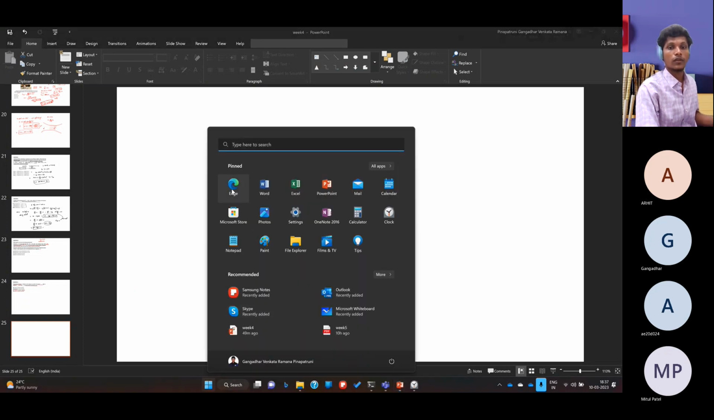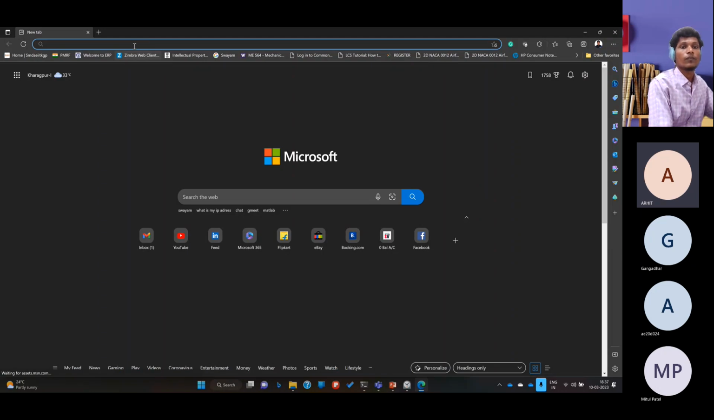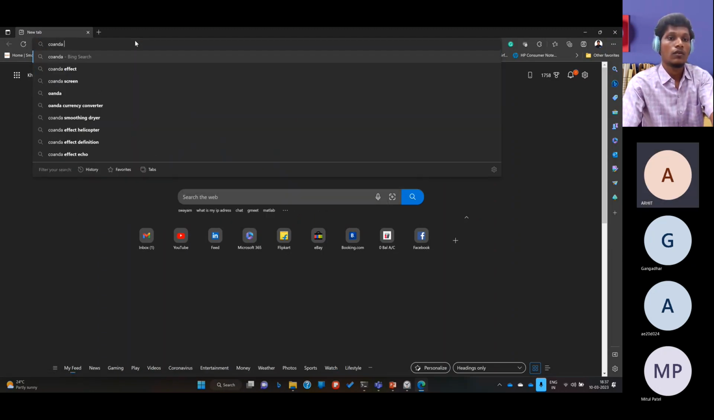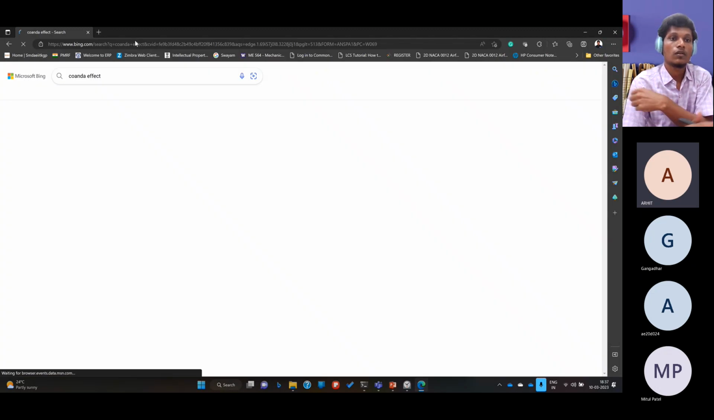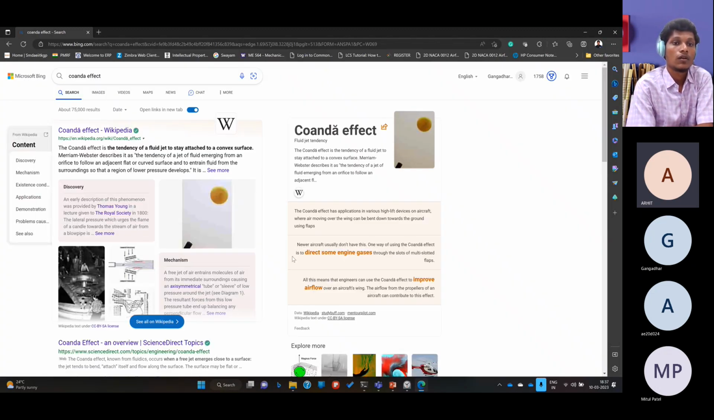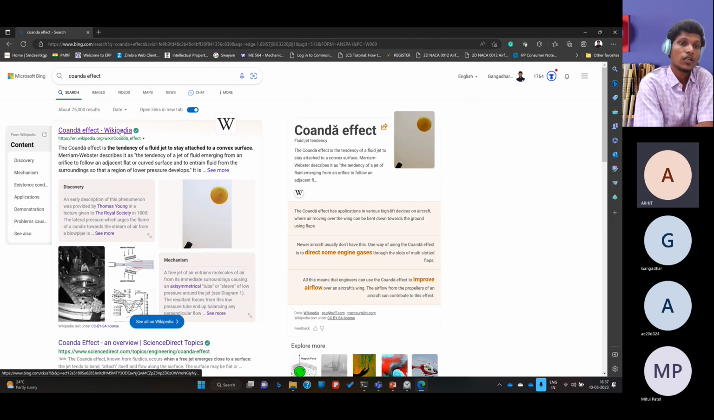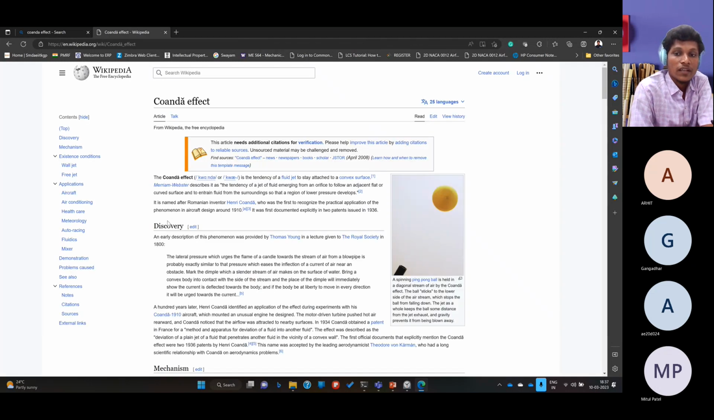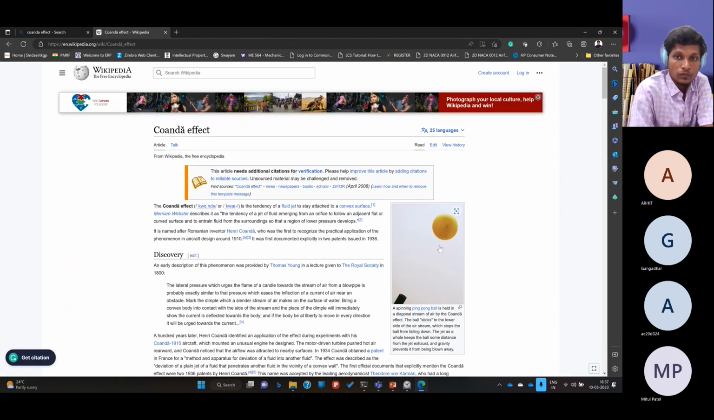I will show you that in Wikipedia. Basically, in the case of the Magnus effect, the best example we can give is the spinning of a ball. But there also you can find similarities between both.